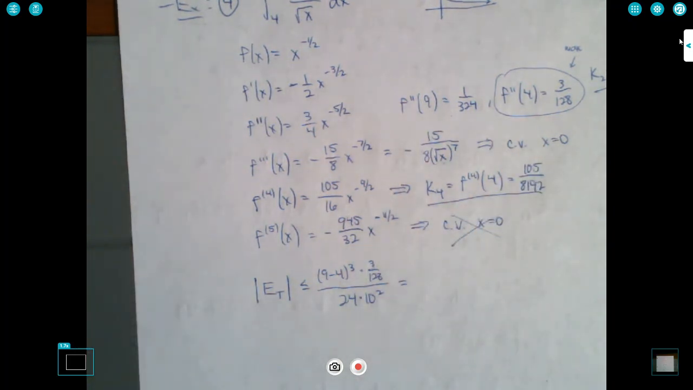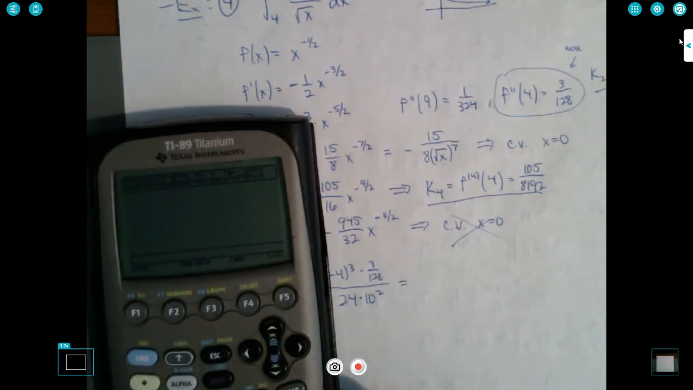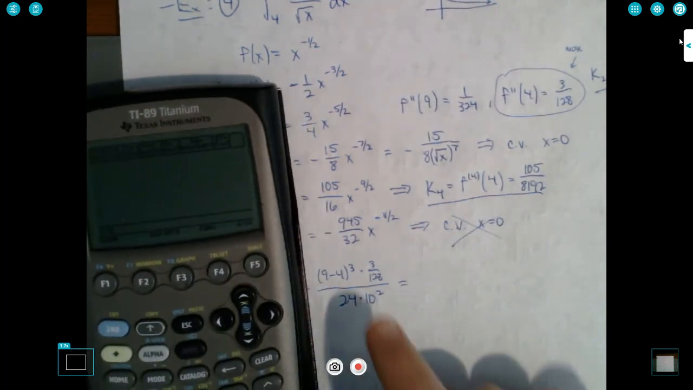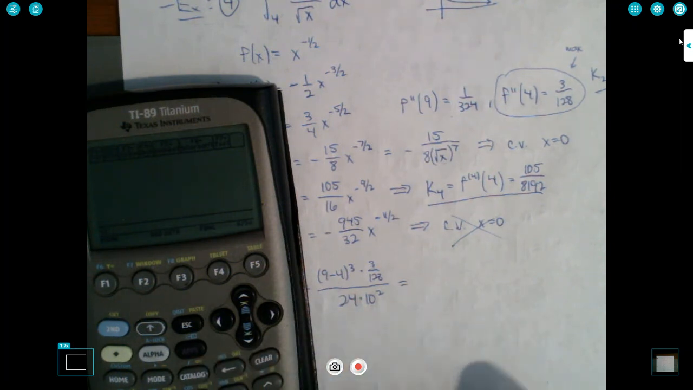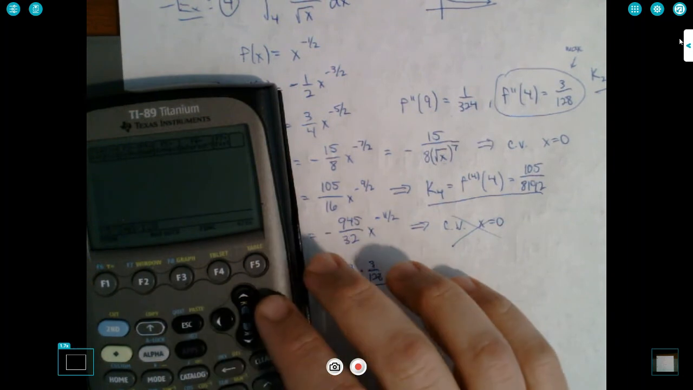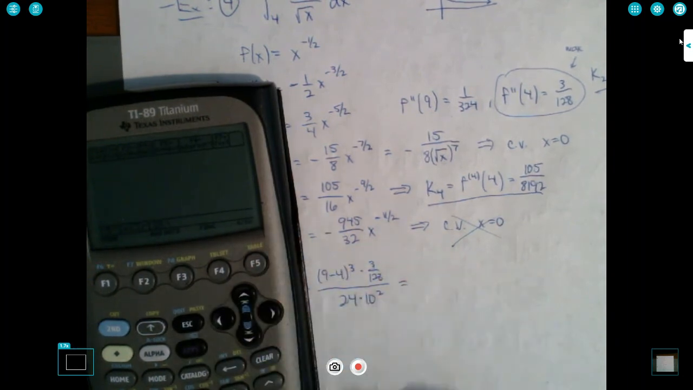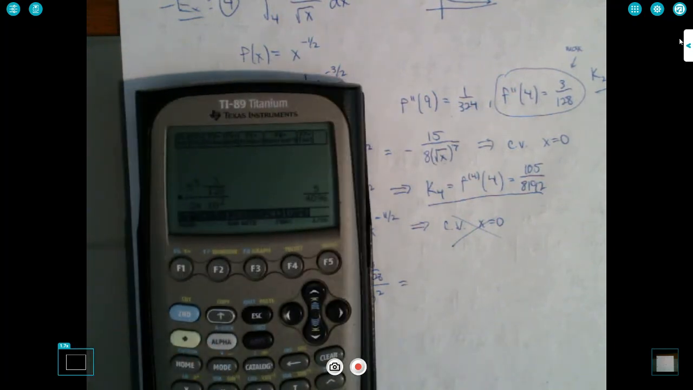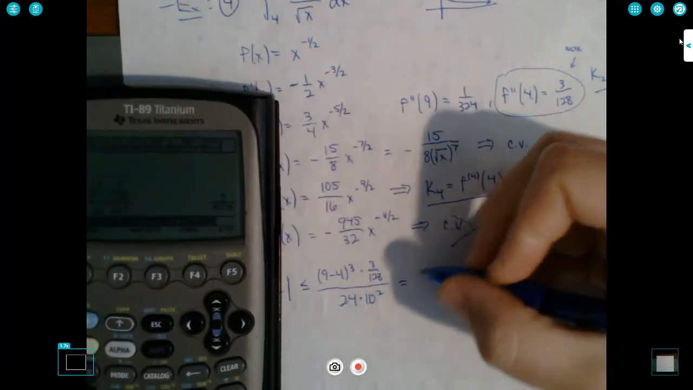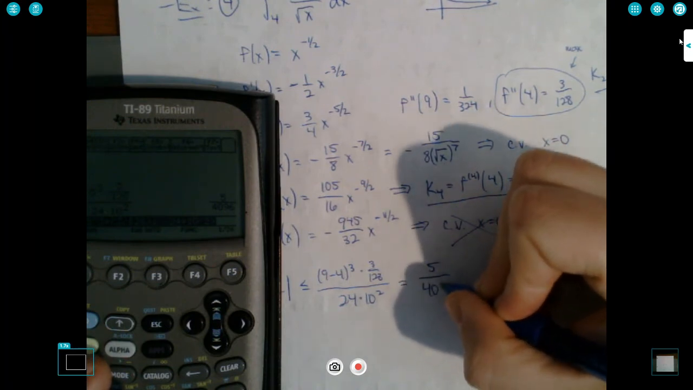So let me just punch that into my calculator. 9 minus 4 I can just do in my head. That's just 5. So 5 cubed times 3 over 128, all over 24 times 10 squared. I think I got that in there correctly. So that comes out to 5 over 4,096.